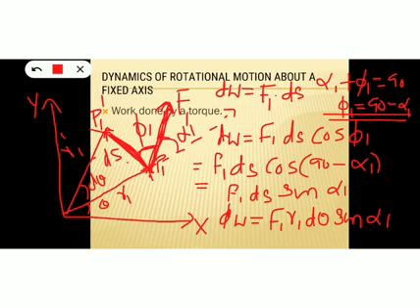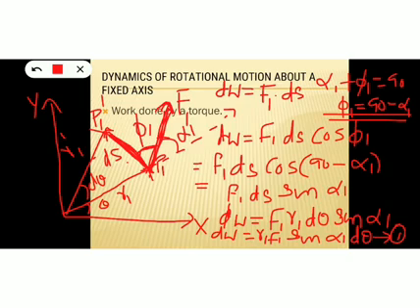Now we can just rearrange this expression like this. Therefore dW is equal to r1 f1 d theta. Sorry, instead of d theta we can write r1 f1 sine alpha 1 d theta. Let this be our equation number 1. So the work done dW equals r1 f1 sine alpha 1 d theta.